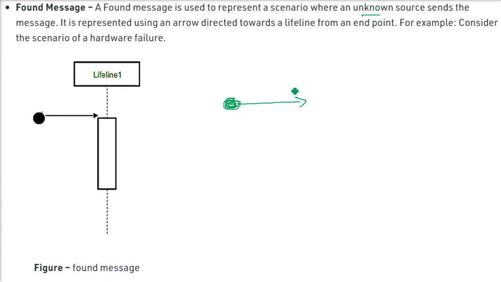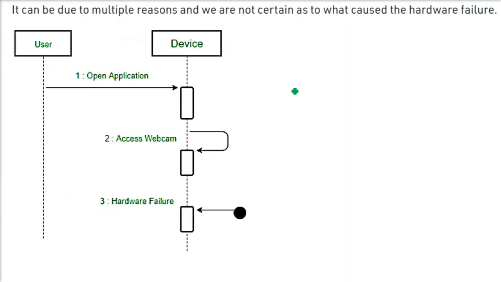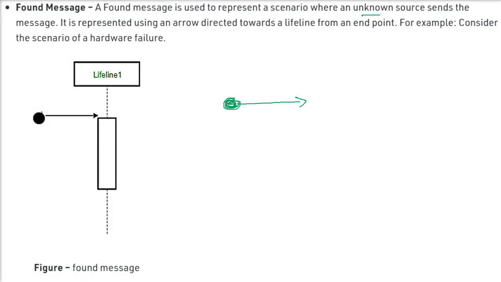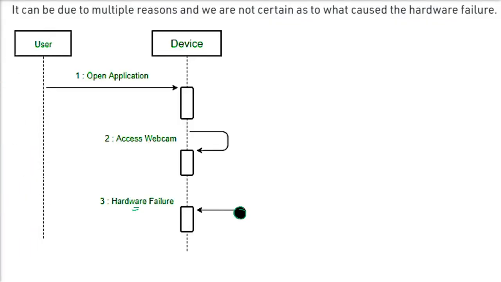There can be multiple reasons. The example we are taking is hardware failure. For example, we are accessing a webcam. Sometimes there may be a failure, and we don't know why. So for that, we have a filled round circle and an arrow pointed towards the lifeline. That is the found message.